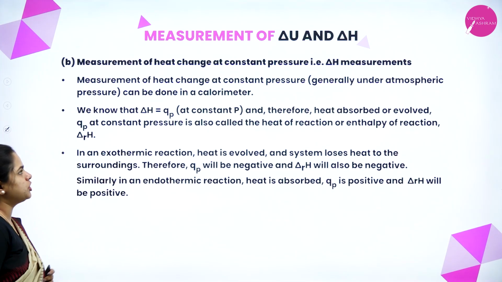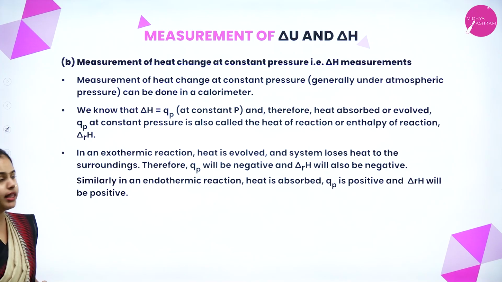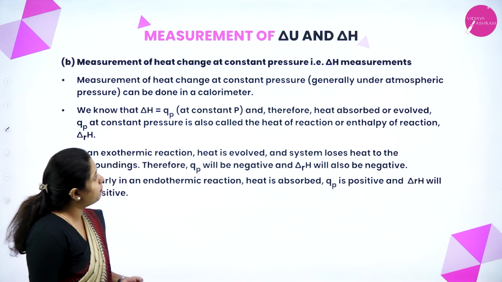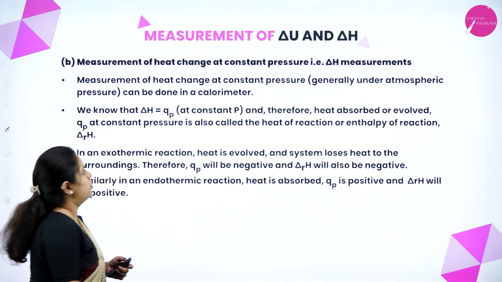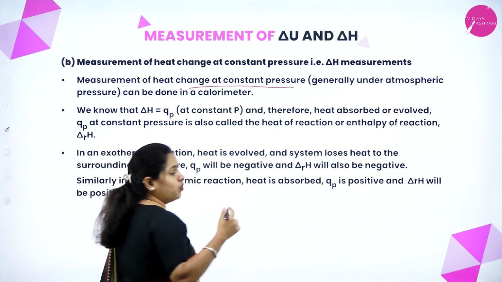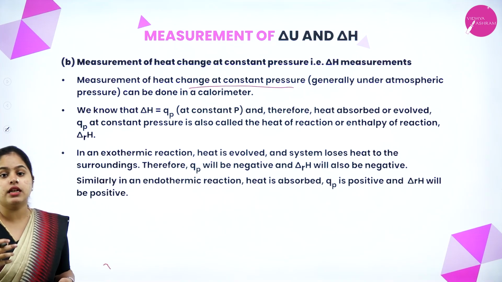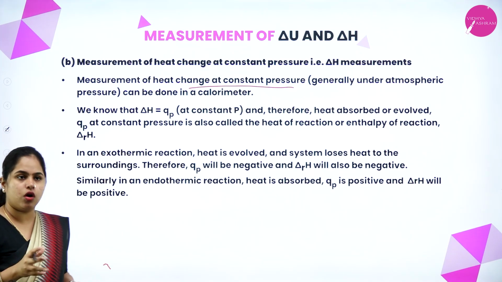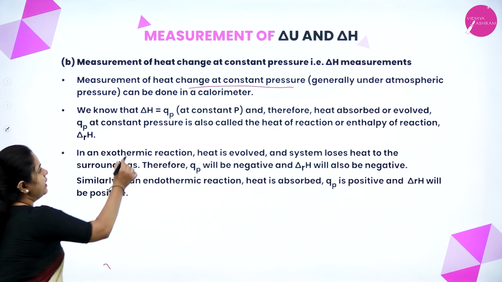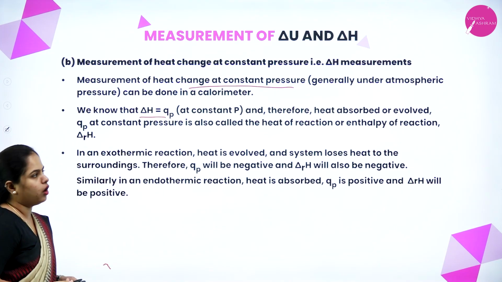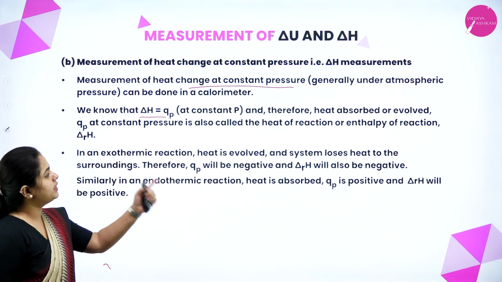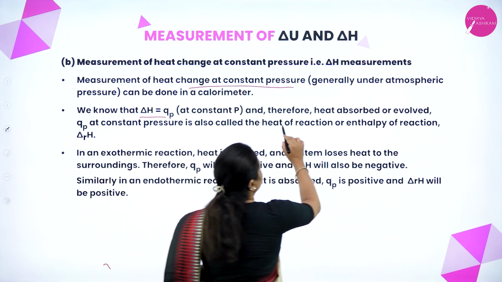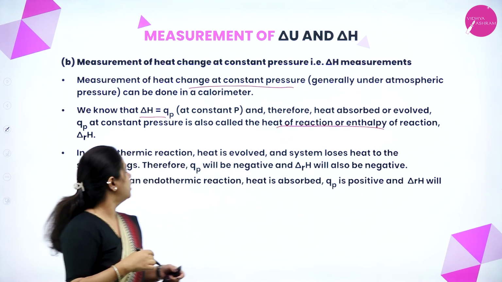Now moving on to the measurement of change in enthalpy. The measurement of heat change at constant pressure can be done in a calorimeter. So now we are going to conduct it at constant pressure. Earlier it was constant volume, now we are keeping the pressure constant. So we know that delta H is equal to QP. We already know that. Therefore heat absorbed or evolved at constant pressure is called the heat of the reaction or enthalpy of the reaction.